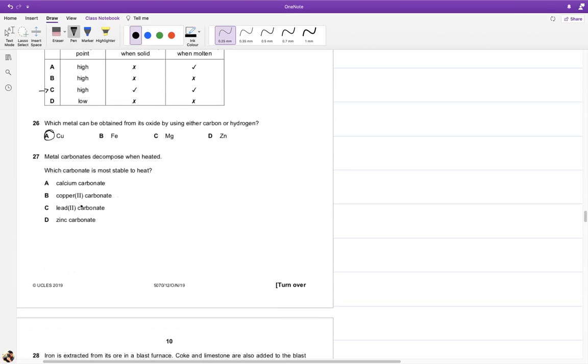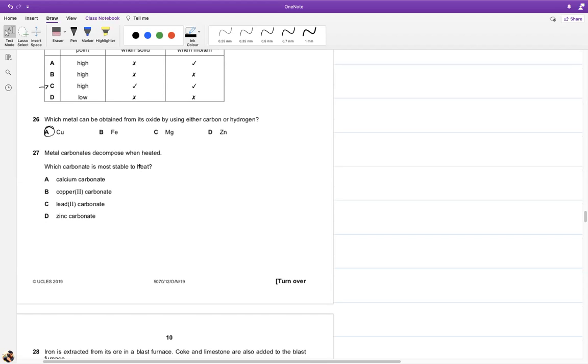Metal carbonates decompose when heated. Yes, they do. They give carbon dioxide. Which carbonate is most stable to heat? Obviously, the one that is made by something that is very reactive. जितना ज़्यादा reactive होगा, उतना difficult होगा उसको break down करना. So in this case, calcium carbonate is the winner because calcium is the most reactive of these.